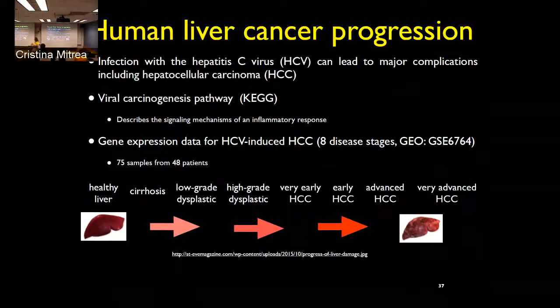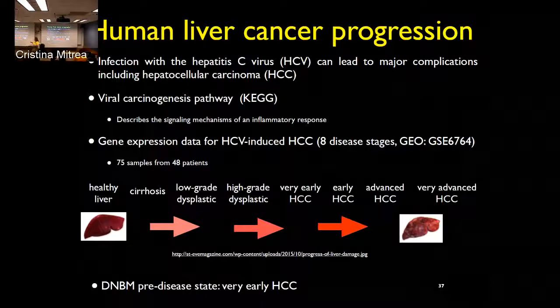And here is a depiction of how you would go through those 8 stages, from healthy cirrhosis to high-grade dysplastic nodules to very early hepatocellular carcinoma up to very advanced. These are the stages that they had in the data set. The NBM, the previous data set, and now in this case we don't know when the systemic change actually happens, because this is a complex phenomenon and we have no reference. We don't know the ground truth.